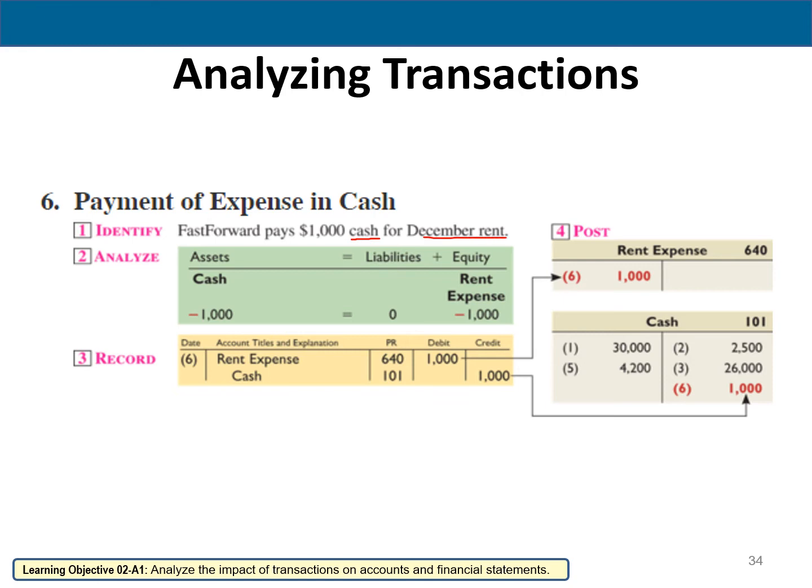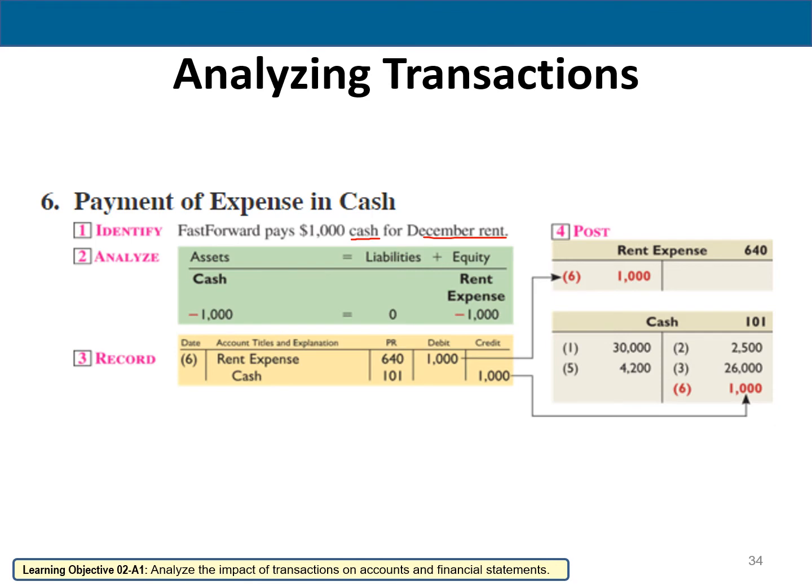Cash is what type of an account? It's an asset, right? And then rent is an expense account, and it's part of the expanded accounting equation. So when we said equity can be blown up into the 4 pieces, equity is increased by common stock, decreased by dividends, increased by revenue, and decreased by expenses. So rent expense and equity have inverse relationships. So as rent expense increases, equity decreases.